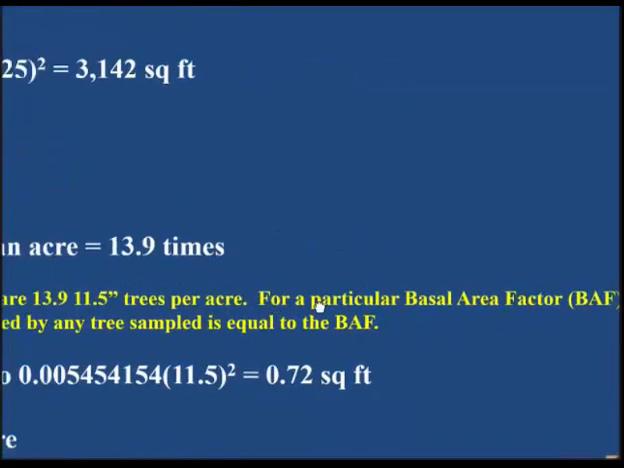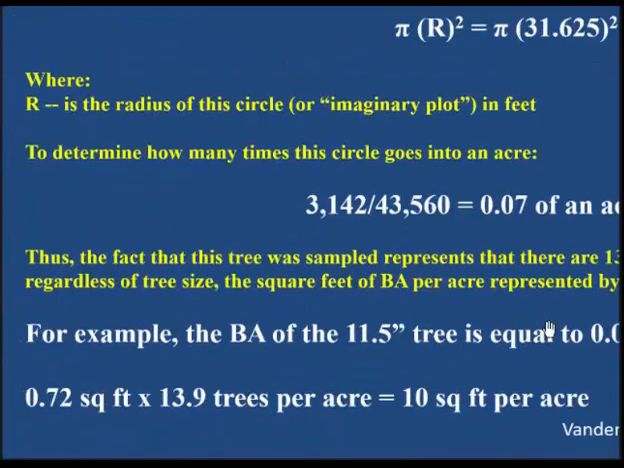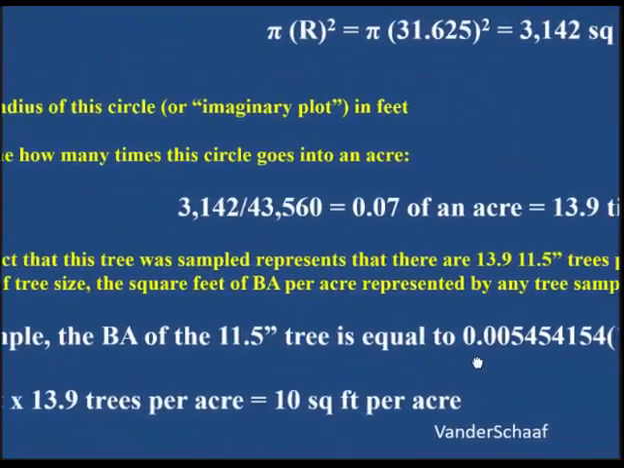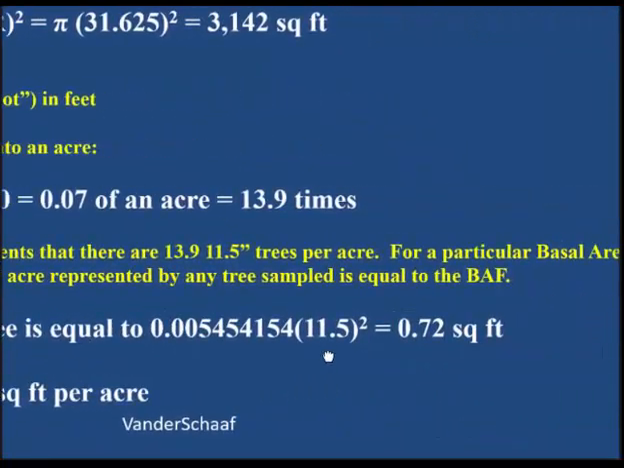So for a particular basal area factor, BAF, regardless of tree size, the square feet of basal area per acre represented by any tree sampled is equal to the BAF. That's the wonderful thing about variable radius: any tree that is sampled using a particular angle selected, and thus associated basal area factor, represents so many square feet of basal area per acre when you're doing horizontal point sampling.